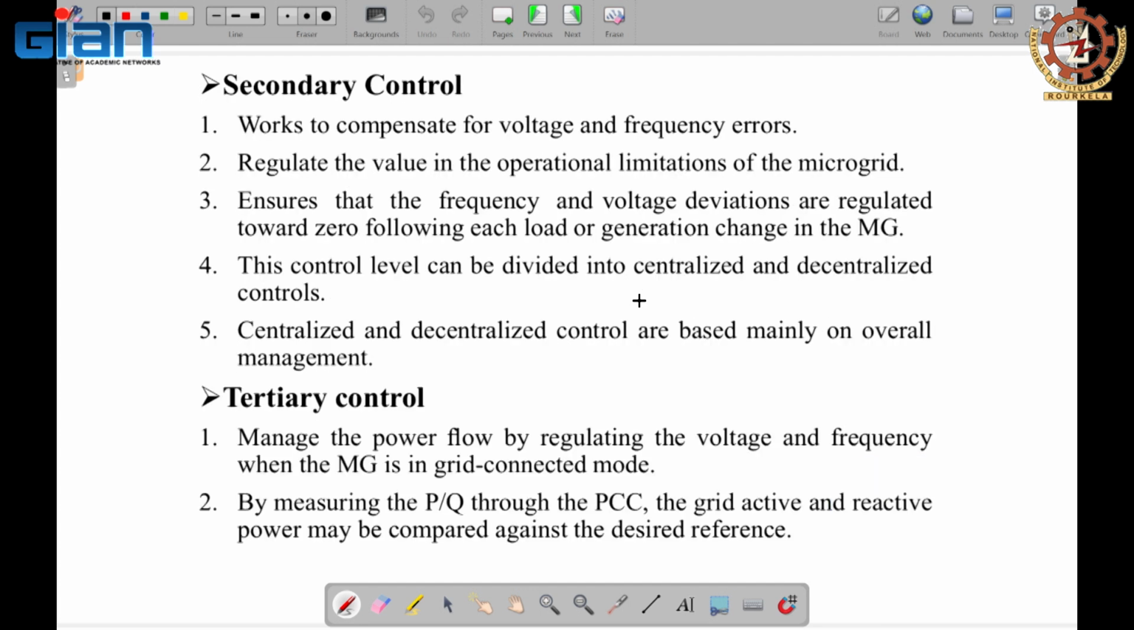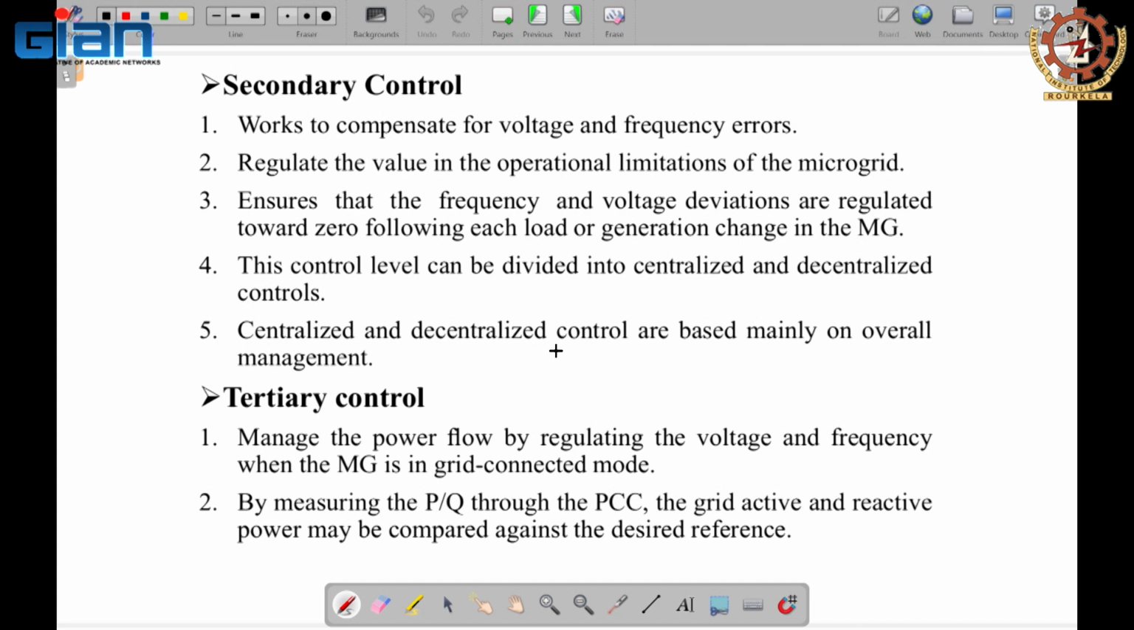Same way, secondary control. This works to compensate for the voltage and frequency errors. It will regulate the value of operational limitations for the microgrid. It ensures that voltage and frequency deviations are regulated to zero following each load and generation change in the microgrid. And again, this control can be divided into centralized control or decentralized control.